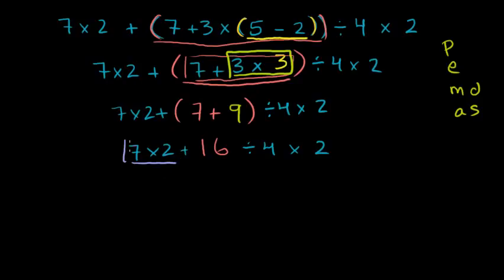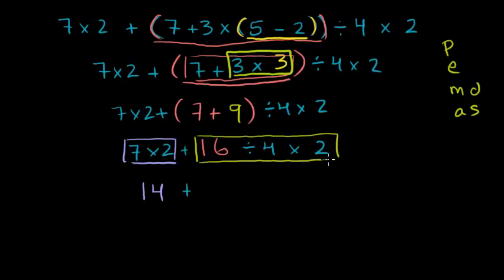So we could do this multiplication. 7 times 2 is 14. We're going to wait to do that addition. And then here we have a 16 divided by 4 times 2. That gets priority over the addition, so we're going to do that before we do the addition. But how do we evaluate that? Do we do the division first? Do we do the multiplication first? And remember, I told you in the last video, when you have multiple operations of the same level, in this case division and multiplication, you're safest going left to right, or you should go left to right. So you do 16 divided by 4 is 4.